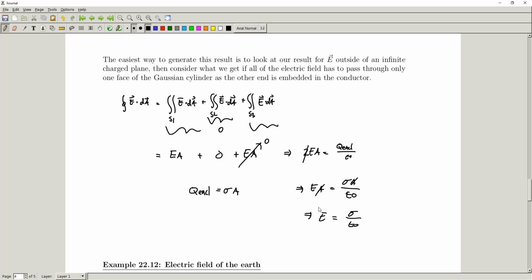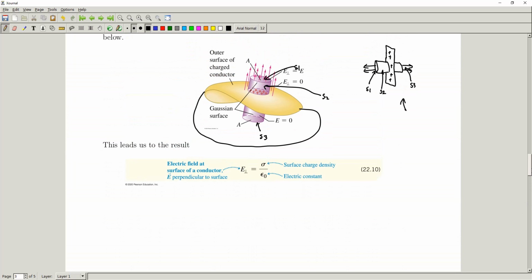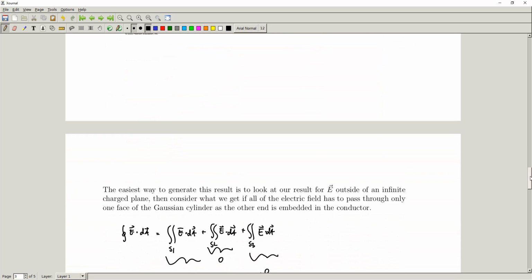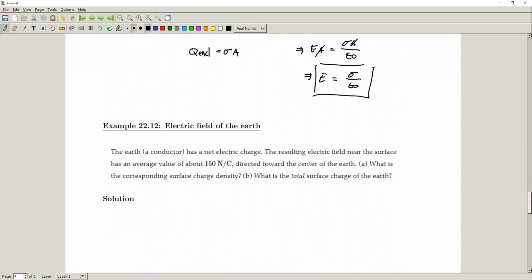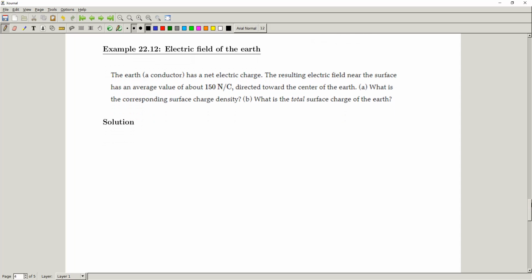This is the result that we end up finding for the magnitude of the electric field at the surface of a conductor with surface charge density sigma. This is an important equation that we want to keep in mind, and we can use it in the example that I'm going to do just below here. This is a simple example, but still kind of fun, and just good to go over.